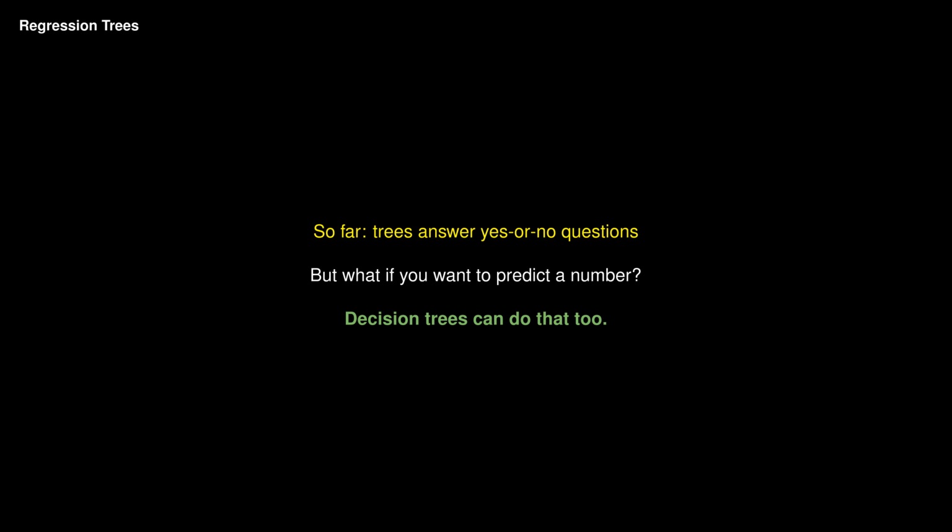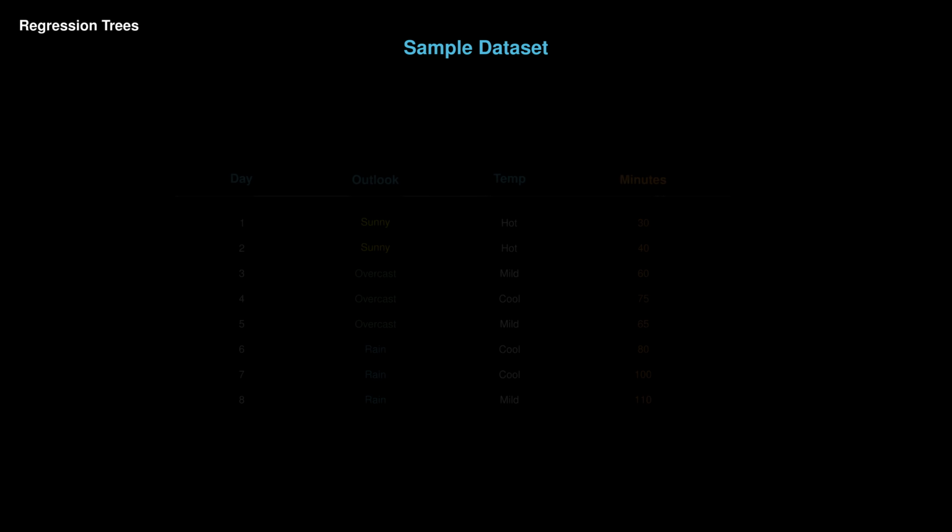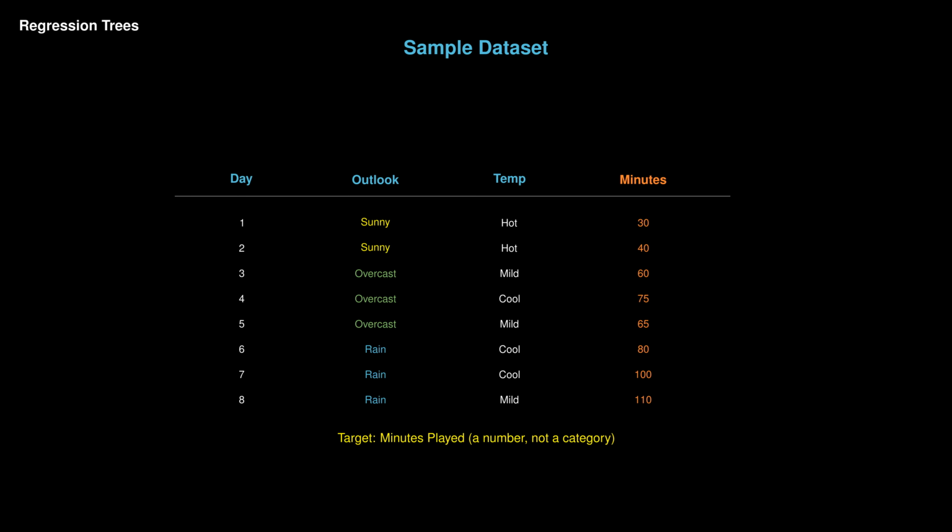Welcome to regression trees. Let's start with a concrete data set. We have 8 days of tennis data. Each day has an outlook, a temperature, and a target. Minutes played. On sunny hot days, people played around 30 to 40 minutes. On overcast days, about 60 to 75. On rainy, cool days, 80 to 110. Our goal: build a tree that predicts minutes played from the features.